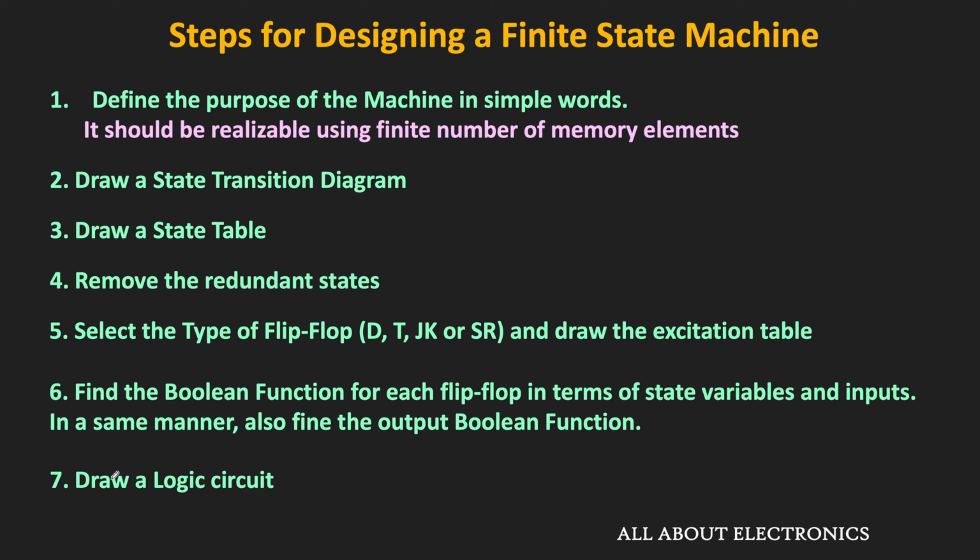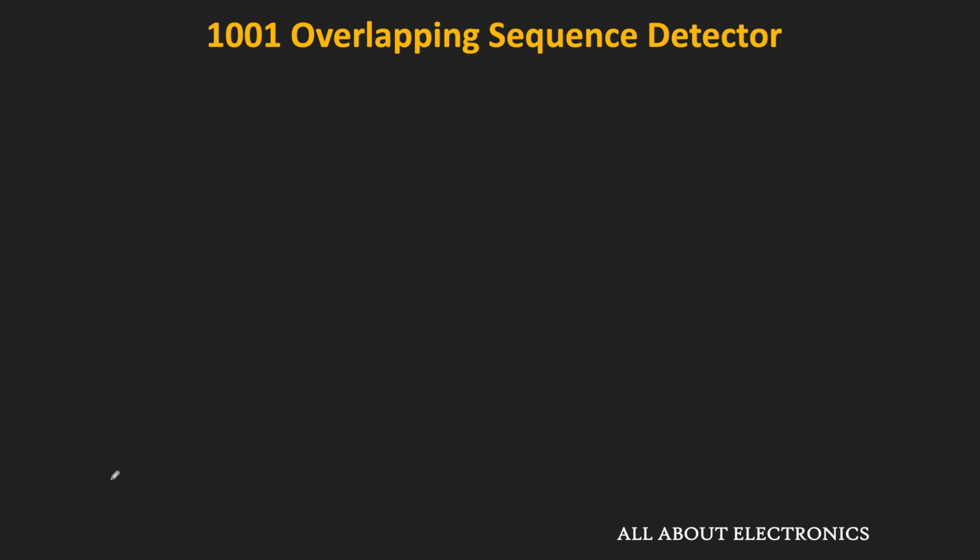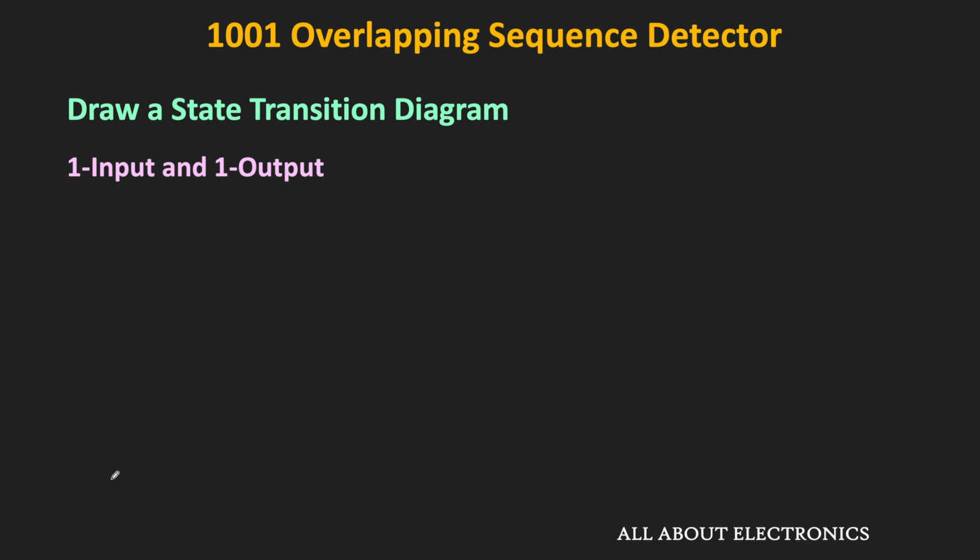In case you haven't watched the previous video, then first please go through that video to clearly understand the design procedure. Alright, so now first let us design a Moore type overlapping sequence detector which detects the 1001 sequence. As we have seen in the previous video, the first step in the design is to draw the state transition diagram. In this sequence detector, we will have one input and one output.